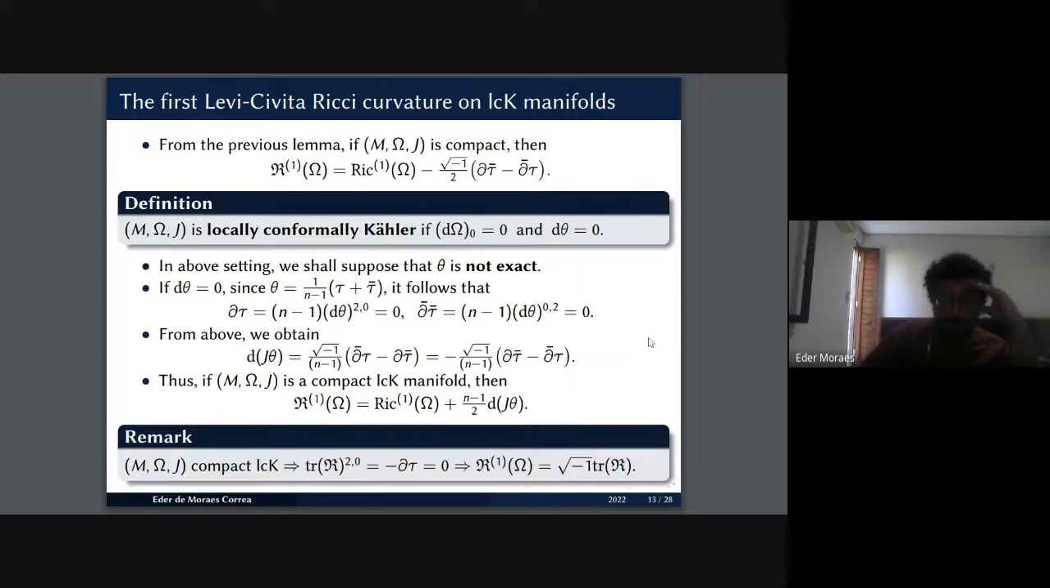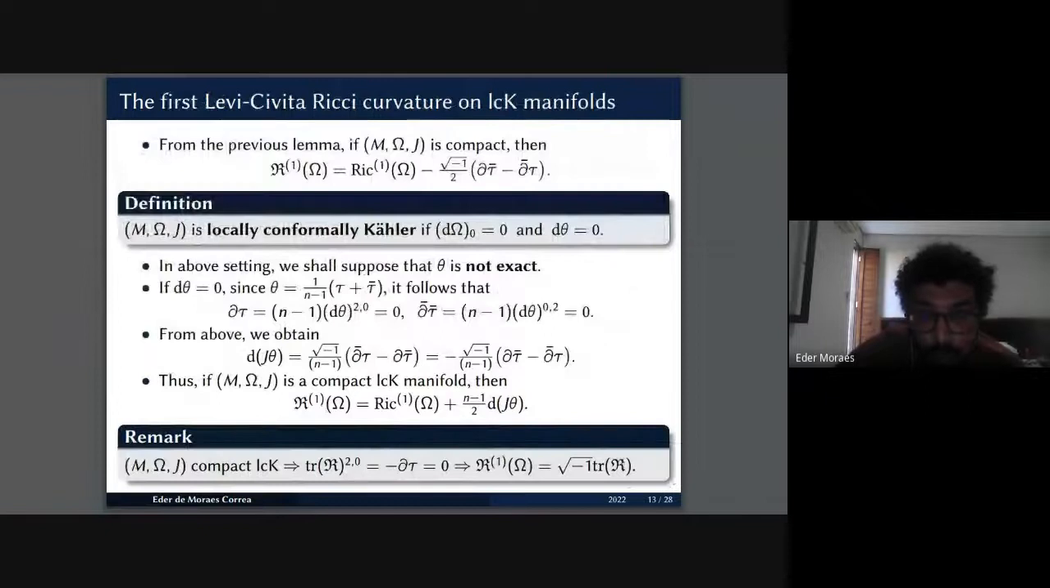And in particular, we conclude that if our manifold is a compact locally conformal Kähler manifold, we have the vanishing of the (2,0) part of the trace of the curvature associated to the Nabla hat connection, right? And here in particular, we conclude that the first Levi-Civita Ricci curvature is in fact the full trace, right? So the trace has just one part, right?